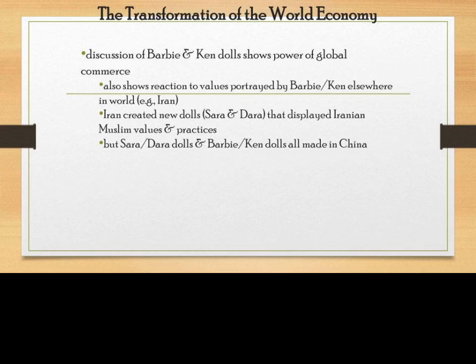All right. Now, let's start with the transformation of the world economy. The discussion of Ken and Barbie shows the power of global commerce today. But as always, there is a reaction to the values portrayed in Ken and Barbie elsewhere in the world. For example, Iran created new dolls, Sarah and Dara, that displayed Iranian Muslim values and practices. But the Sarah and Dara dolls and the Ken and Barbie dolls were all made in China.